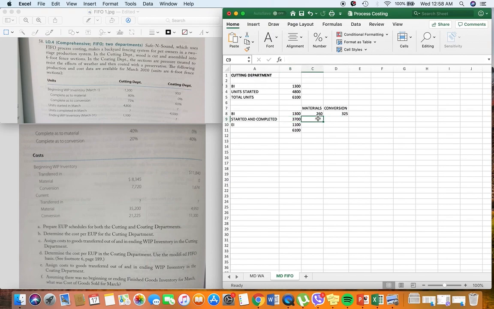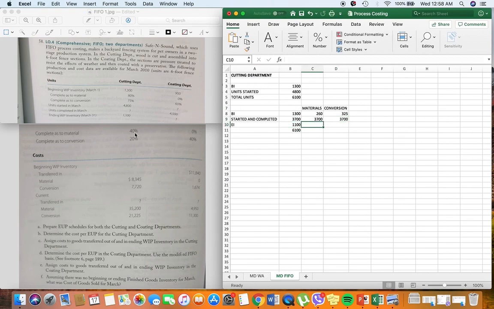So if in the weighted average, we do not think about the completed units anymore, right? The work done is automatically 100%. In FIFO, for the units started and completed, the work done is automatically 100% as well, because these units are started and also completed this month. So everything was added in the month of March. So we have 3,700 for both.